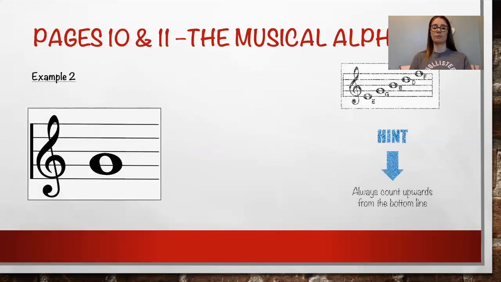Example 2. Again, remember we're working upwards from the bottom line, which we know is an E. E for every, G for good, which means that our answer for the second line is a G.